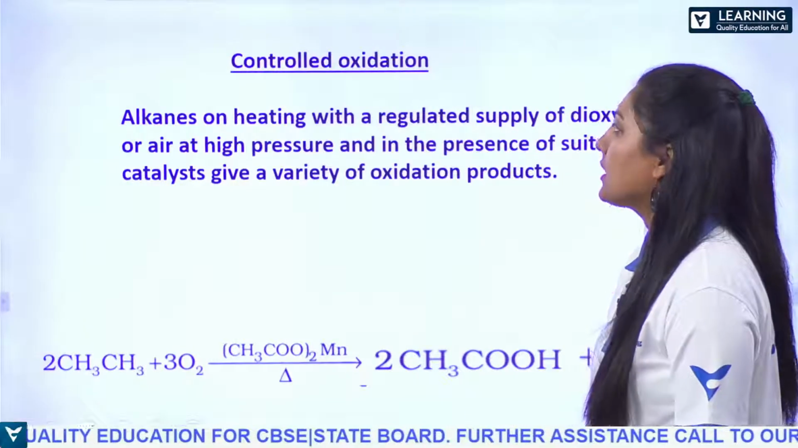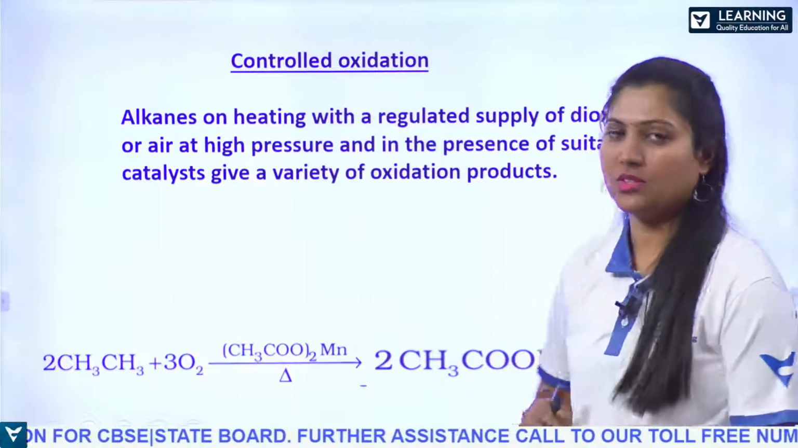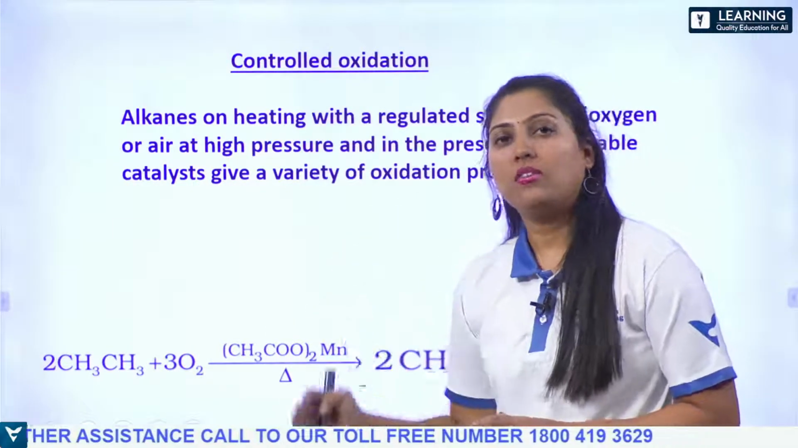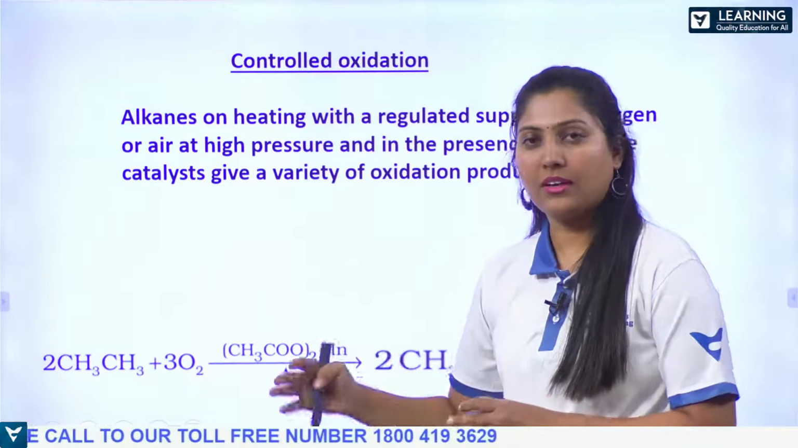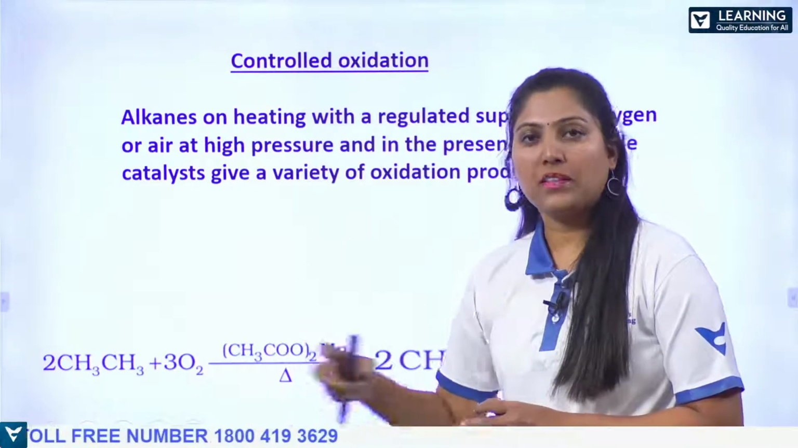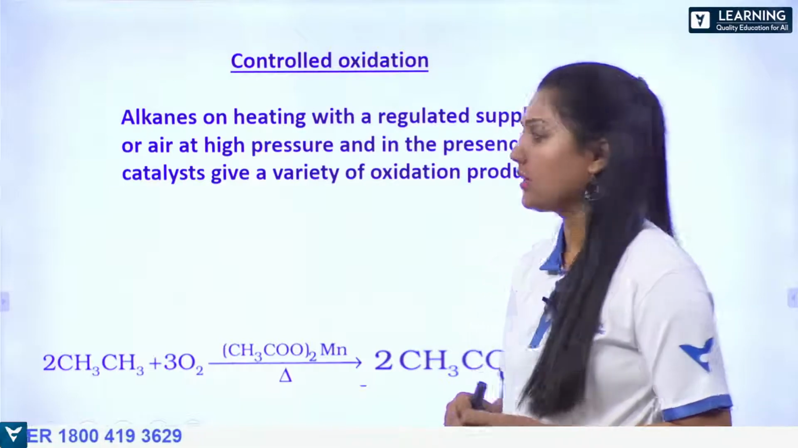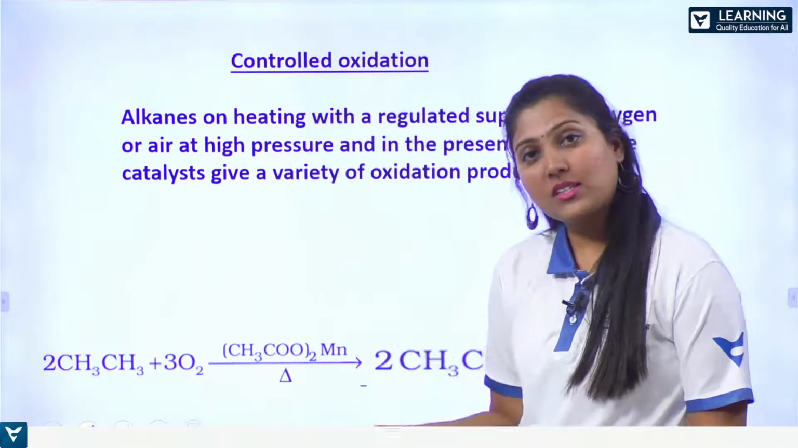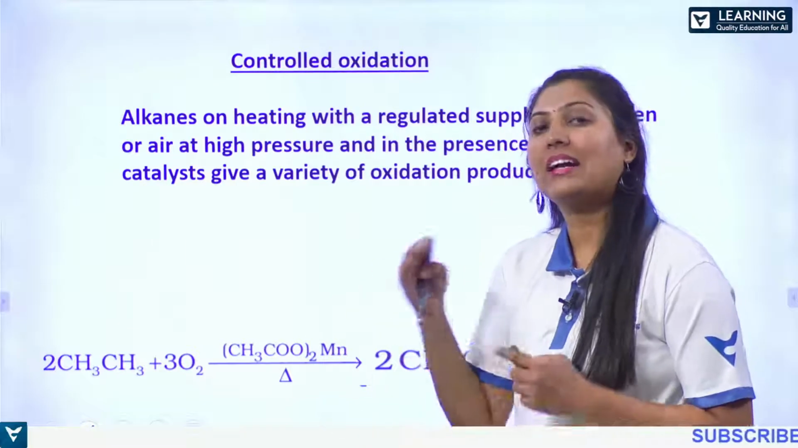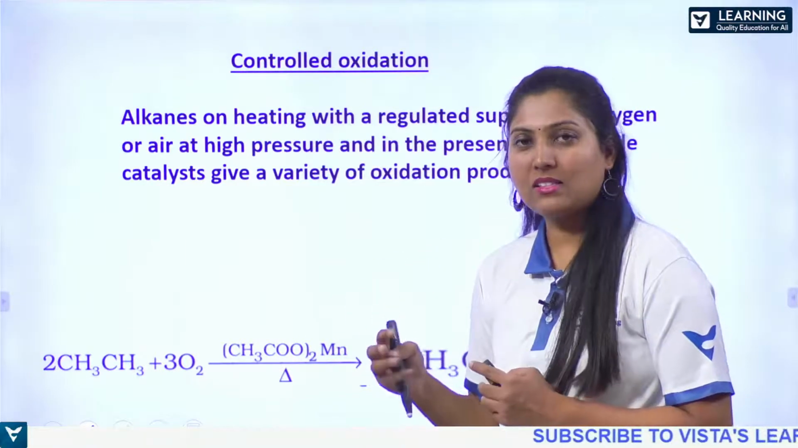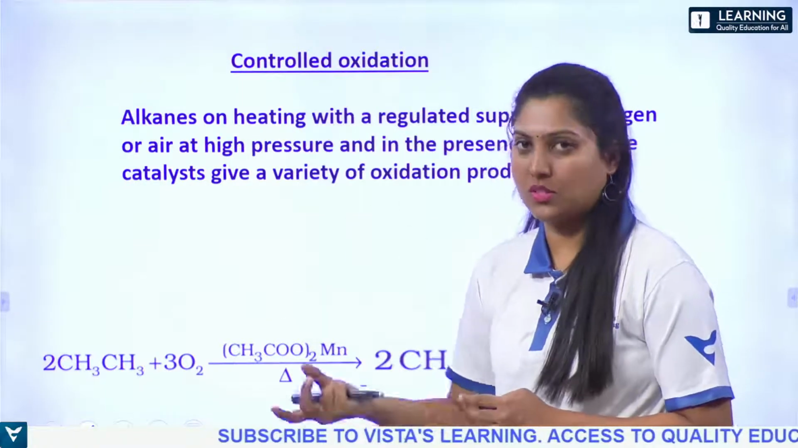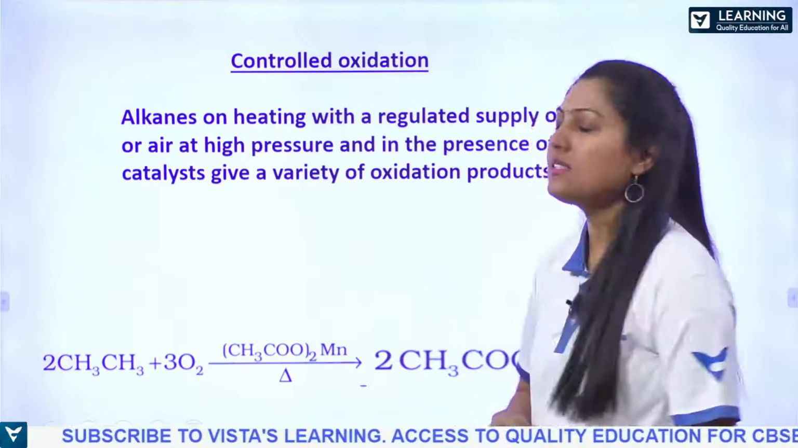Next we have controlled oxidation. So we studied combustion. Under combustion we have incomplete combustion and complete combustion. Here we have controlled oxidation. Oxidation is taking place, but we have a catalyst to stop the complete combustion or complete oxidation. That will be called controlled oxidation.